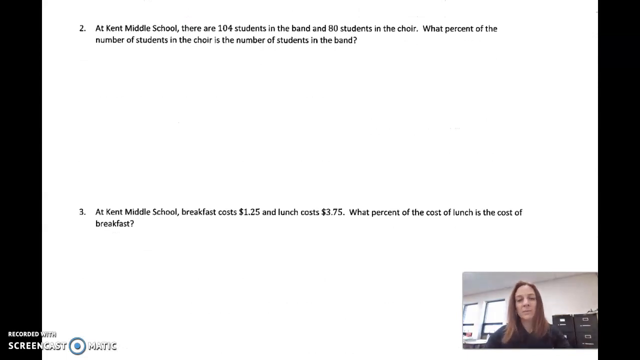At Kent Middle School, there are 104 students in the band, 80 students in the choir. What percent of the number of students in the choir? So we know we're looking for percent of the number of students in the choir. Go back to that hint: "of" means students in the choir, that's your whole.